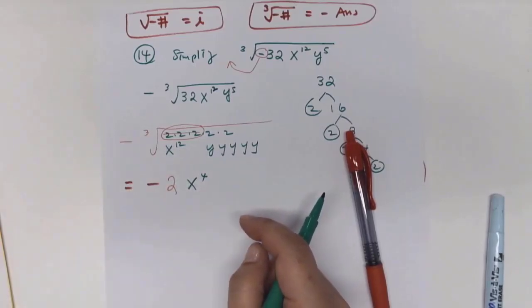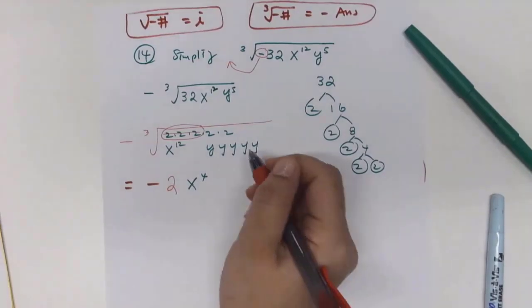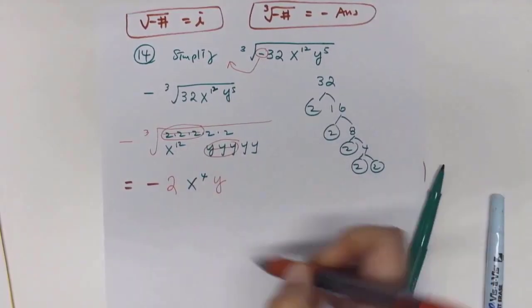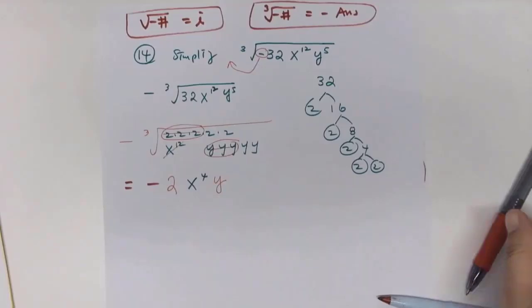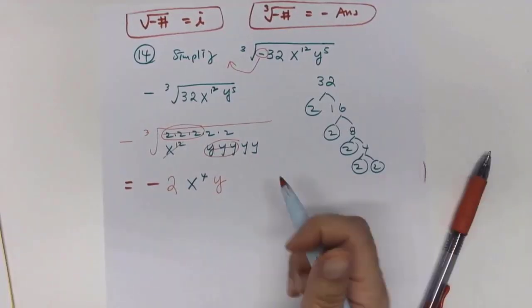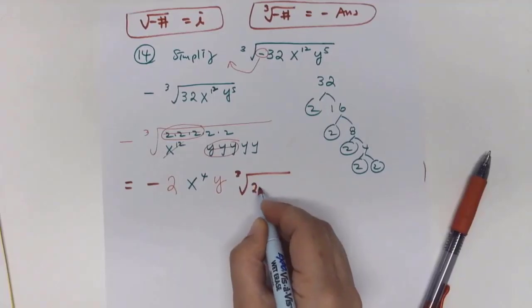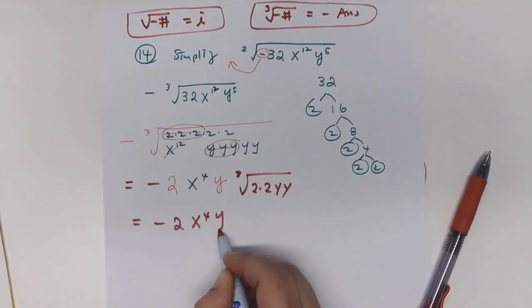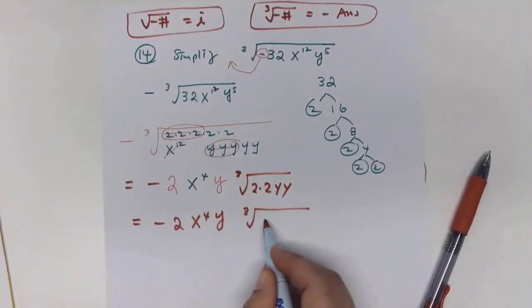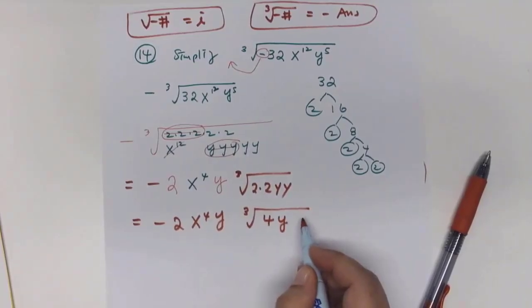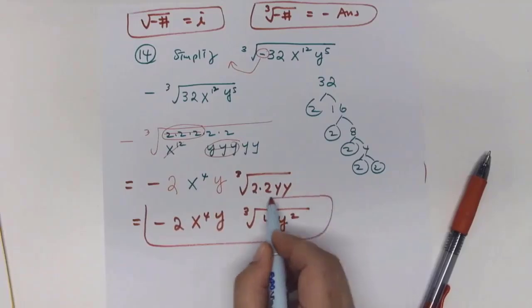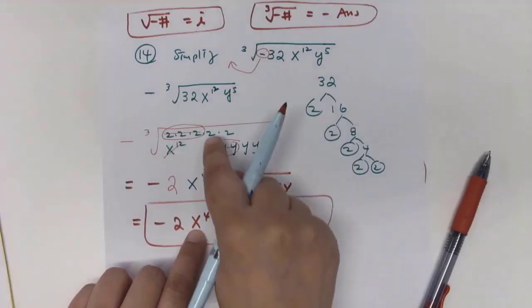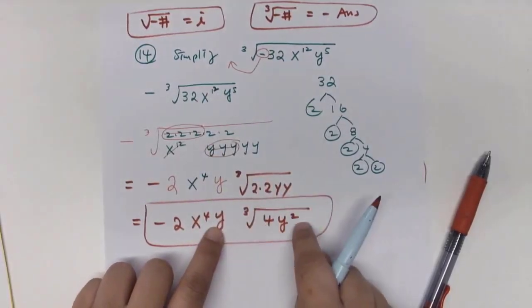How many groups of y? Just one group of y. And then what's inside the cube root? It's 2 times 2 and y, right? That's how you get 4y. So it's going to be negative 2x to the 4 times the cube root of 4y squared. Don't forget this is a cube root. Don't lose the cube. Is that okay? If you really want to, you can check: 2 cubed is 8 times 4 is 32. 4 times 3 is 12 here. And then y is 3 and 2 more is 5.